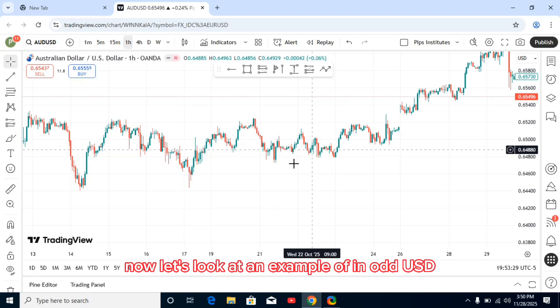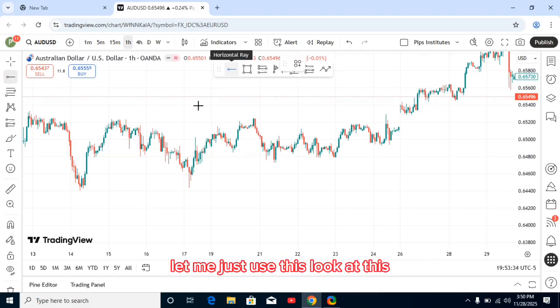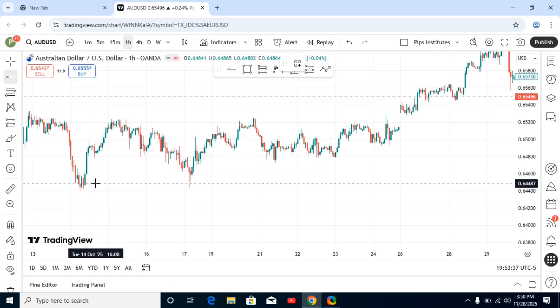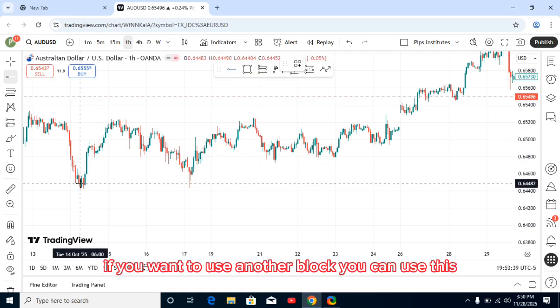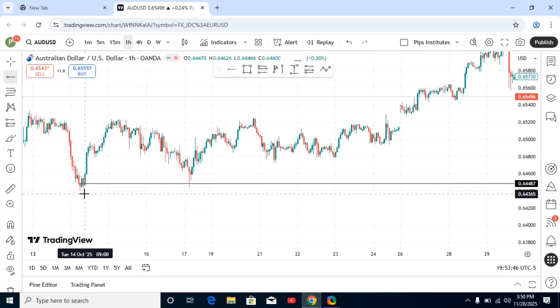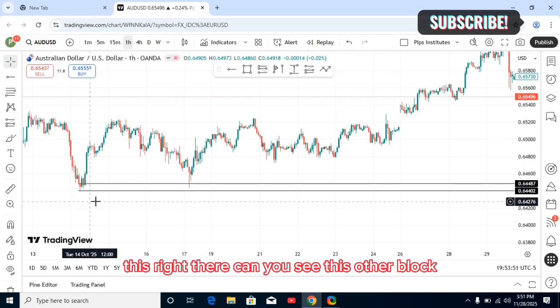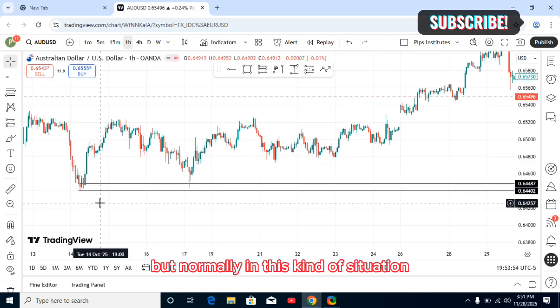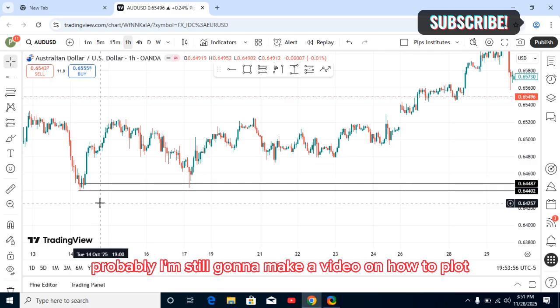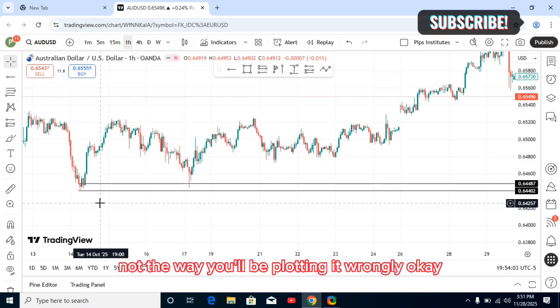Now let us look at an example in AUD/USD. Look at this. Ideally, if you want to use an order block, you can use this. Can you see this order block? But normally in this kind of situation, I'm probably still going to make a video on how to plot an order block, so that you will know how to plot it correctly, not the way you'll be plotting it wrongly.